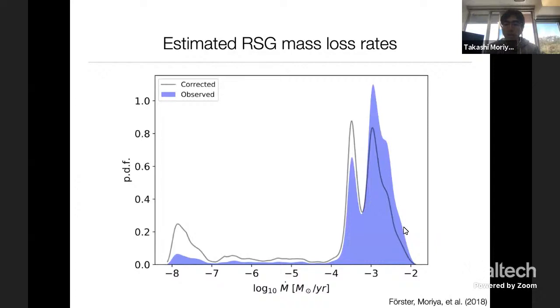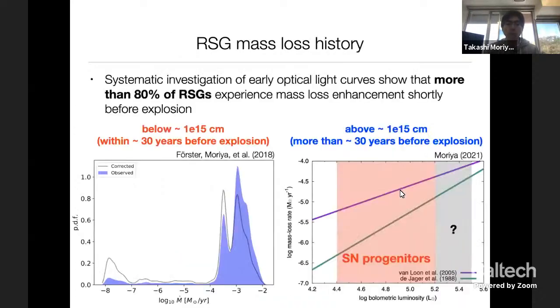And this is the mass loss rate distribution we got. Of course, observational bias is there, so we corrected for that. And the black line is the final distribution we estimated. So to summarize what I have talked about so far, I was trying to constrain red supergiant mass loss history based on supernova observations.